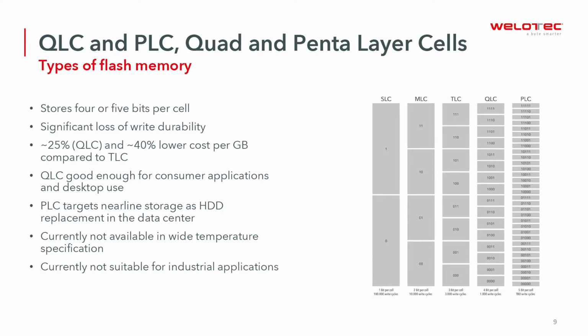QLC, quad-layer, and PLC, penta-layer cells, are not yet ready for industrial use. They are, however, useful for consumer and data center applications. They can store 4 or 5 bits per cell, and that comes at the cost of losing significant write durability. QLC SSDs can be recommended for consumer applications and desktop use, while PLC SSDs target nearline storage as an HDD replacement. Since those HDDs are usually rarely written to, the loss in write durability does not have a downside here. There are also no wide temperature spec SSDs made up of flash memory of these types.